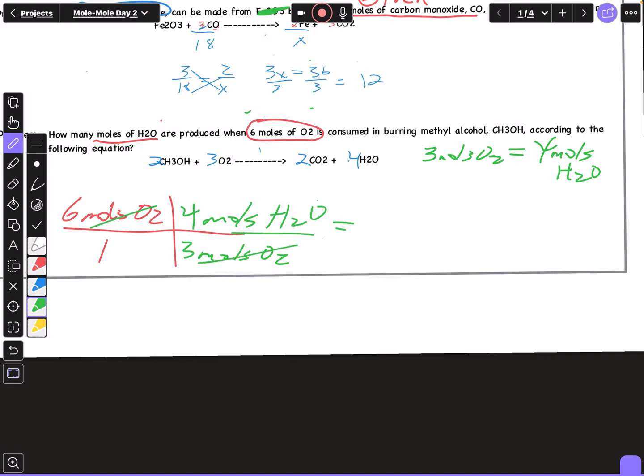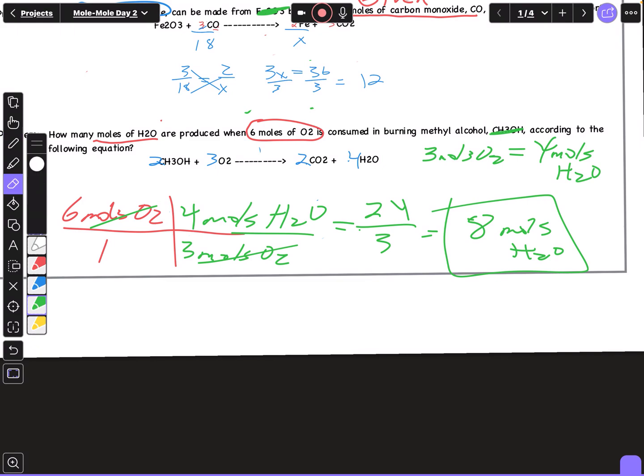That way my moles of O2 cancel. I'm left with moles of H2O. 6 times 4 is 24. 1 times 3 is 3. 24 divided by 3 is 8. So that's going to be 8 moles of H2O. It gives me information like burning methyl alcohol, CH3OH, but I don't use that in the problem. So it's just giving me more information than I need.